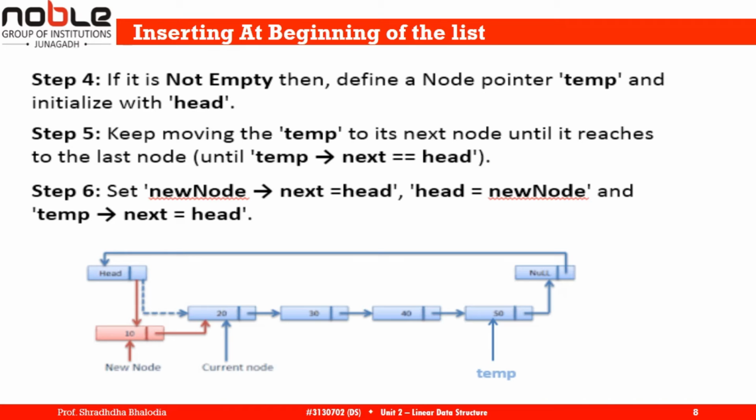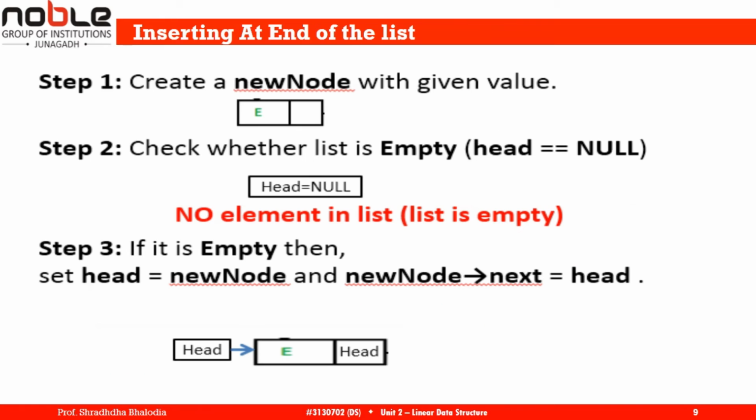So this is how the insertion operation is done at the beginning of the circular linked list. We move forward to inserting at the end of the list. The first step is common with inserting at the beginning of the list: create a new node with the given value and check whether the list is empty by using head is equal to null.